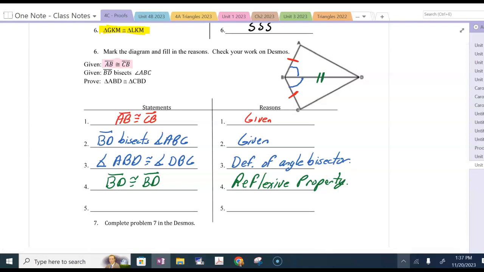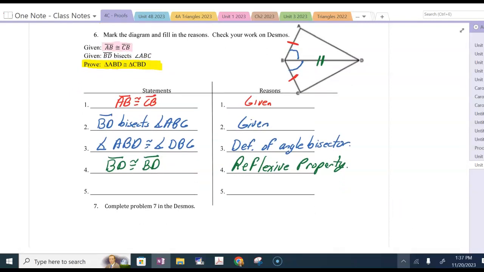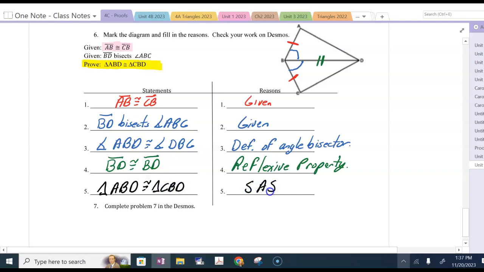And now if you look at the triangles, they are congruent, and that's what we wanted to prove, and I'm highlighting this in yellow there. So that's going to be my last sentence. Triangle ABD is congruent to triangle CBD, and the reason is side, angle, side. We didn't use the Desmos here, so I'm going to cross off problem number 7 for this given school year.